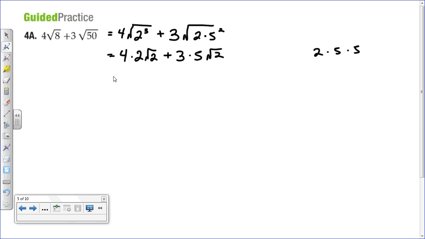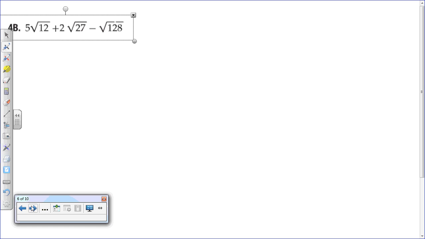Root 2. Okay, so 4 times 2 times root 2 is 8 root 2, plus 3 times 5 times root 2 is 15 root 2, which results in 23 root 2. Okay? Well, that's an example where everything matches up nicely. This next example I've got for you, everything's not going to match up nicely.